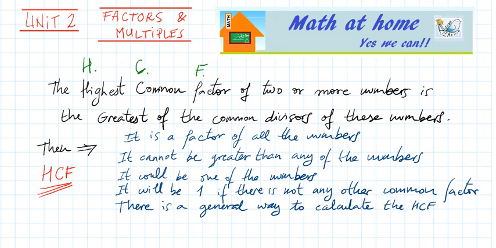For example, let's say the numbers 14 and 15. These two numbers don't have any common factor except for 1, because it is 2 times 7 and this is 3 times 5. Then the highest common factor between 14 and 15 will be 1. So we can write that the highest common factor of 14 and 15 equals 1. Highest common factor, sorry. Highest common factor. Okay. And you are going to learn a general method, a general way to calculate the highest common factor. This is going to be in another video.